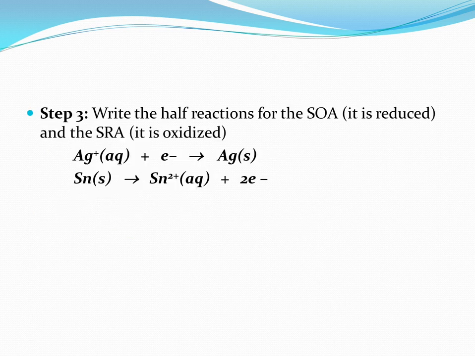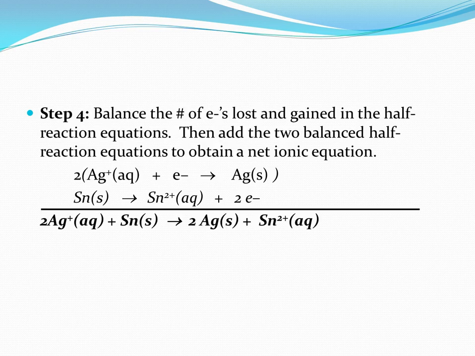Using the half reactions from the data booklet, write the half reactions for the strongest oxidizing agent and the strongest reducing agent. Balance the electrons from the two half reactions to write the net ionic equation.